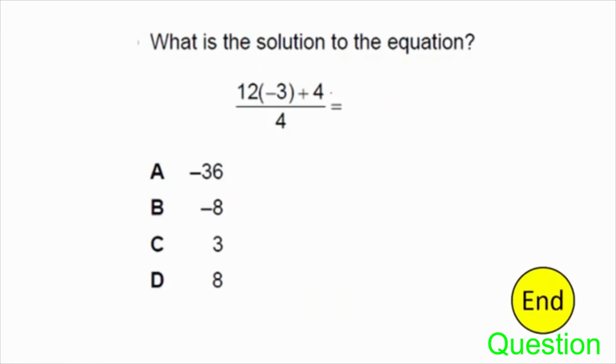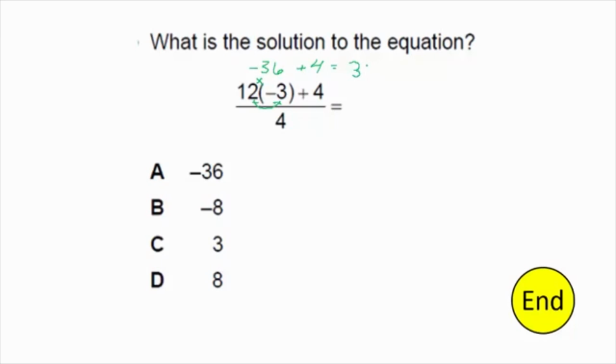Next question. Okay, what's the solution to the equation? This is order of operations. We have to complete the entire top part before we divide by the bottom number. The 12 parentheses -3 is an assumed multiply here, and that is the first thing we do. We multiply before we add, so 12 times -3 gives me -36. If I add 4 to that, I get +32.